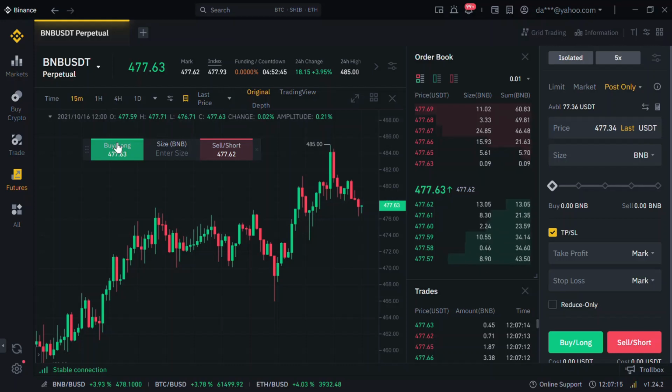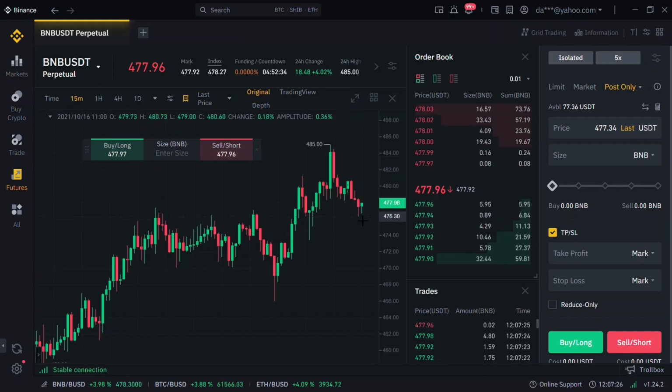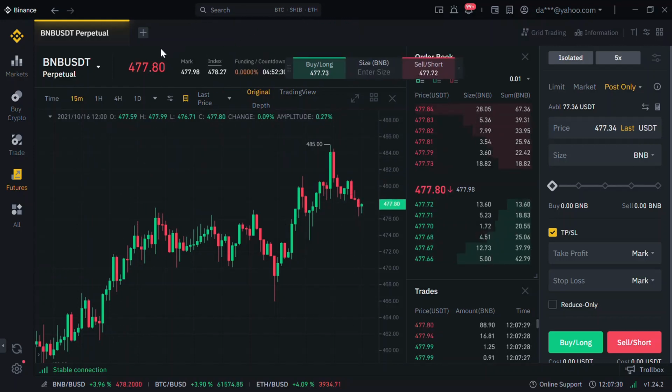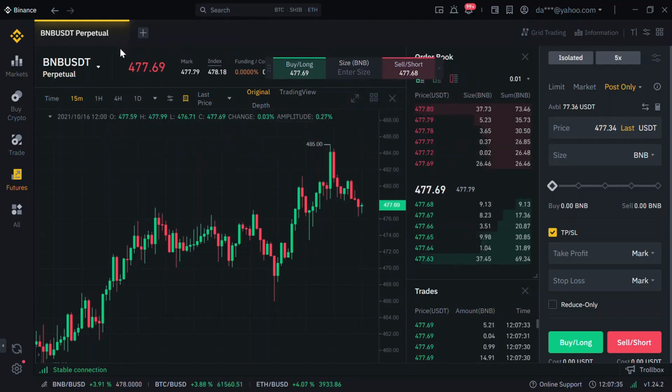So here you long and then you short, but in spot trading you buy. Okay, but in futures you long or short. So what you're gonna do from here, I hope you are familiar with technical analysis. For you to trade futures, you need to be knowledgeable on technical analysis. Okay, so don't go into futures trading if you are not knowledgeable on technical analysis. You will lose a lot of money.